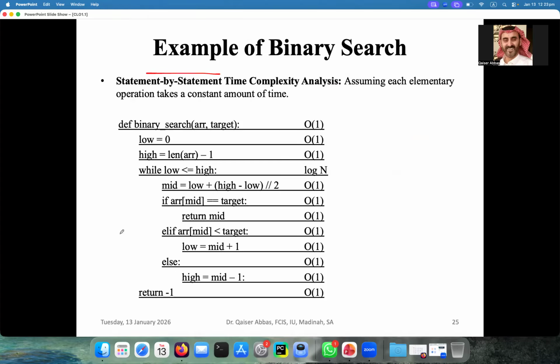For example, here we have a method or a function for the binary search, and it is represented with the def. Def is for method. You can remove it. And then binary search is the name, and then the parameters are some array and the element that you have to find in this array, which is called target. So this definition will take order of one time, constant time. And then we have a variable low is equal to 0.